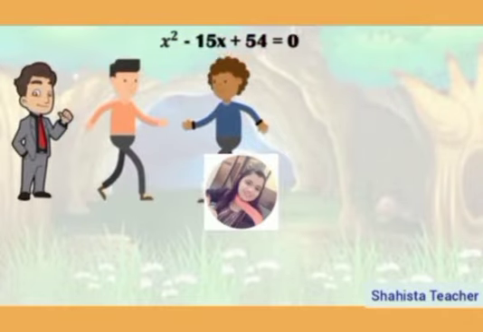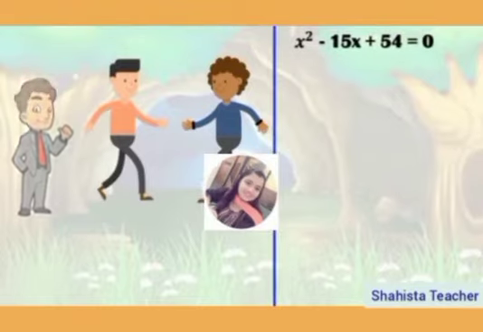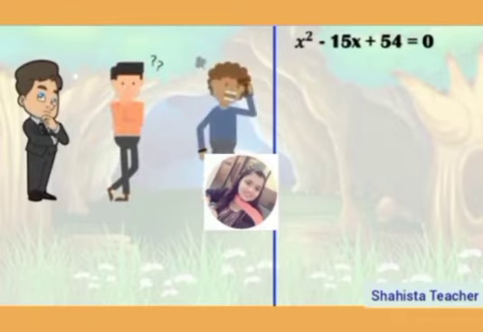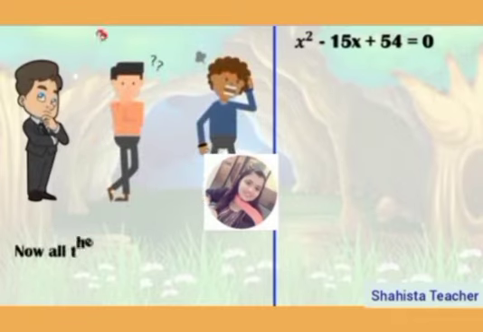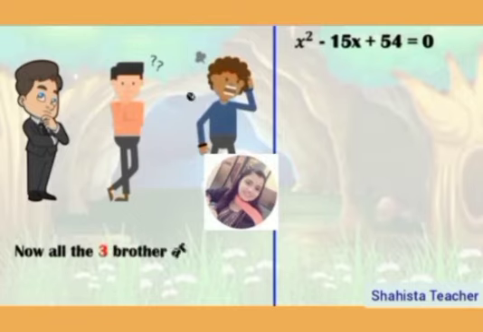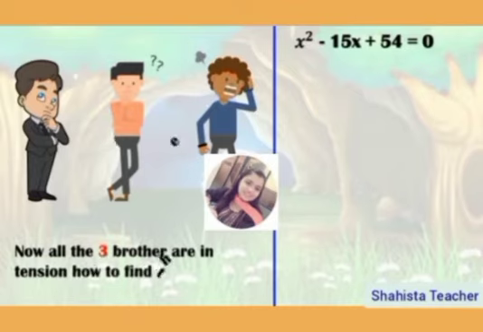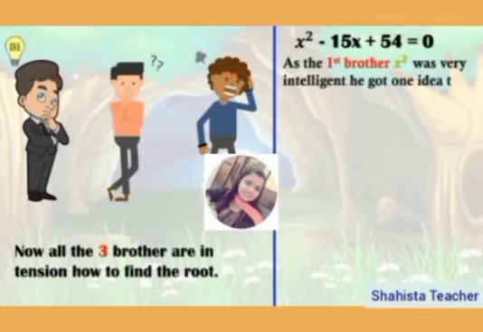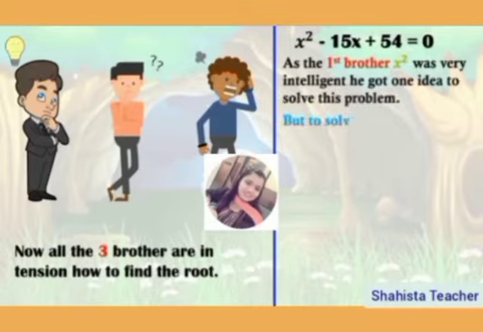Okay. Now here in this situation you can see they are thinking. They are in tension. The three brothers are thinking how to find their root. All three brothers are in tension and worry, how to find their root. Suddenly the first brother finds a way, he found an idea. The first brother x square was very intelligent. He got one idea to solve this problem, to find the root.